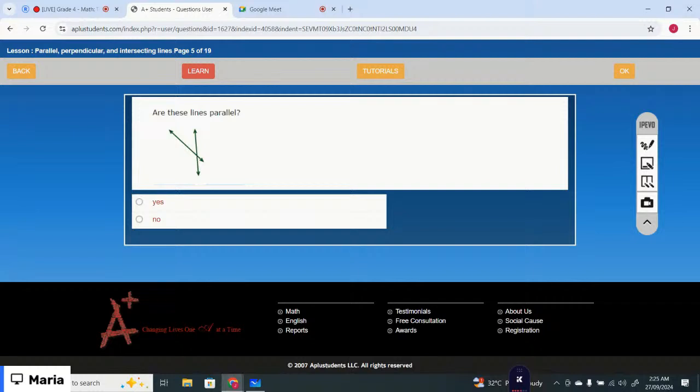Are these lines parallel? No, they are intersecting lines, right? The correct option is no.